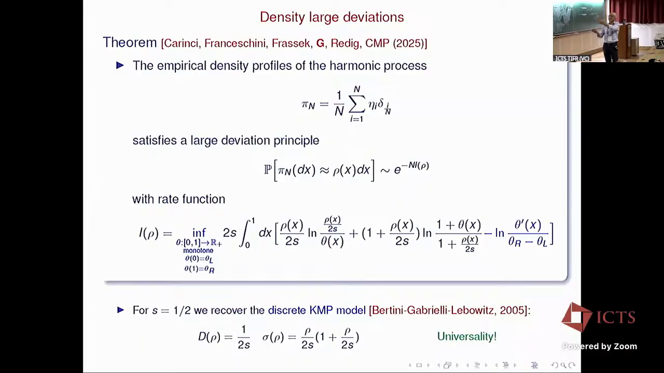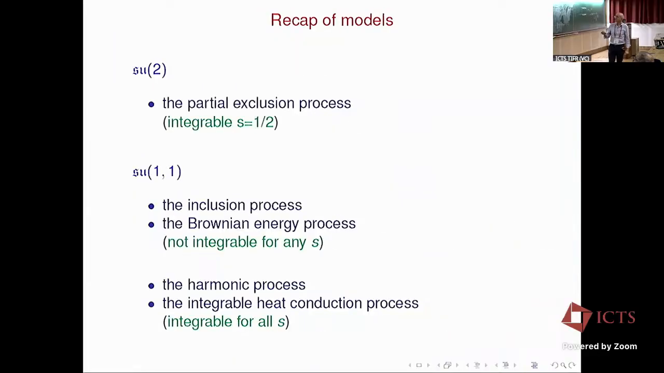And this is the same expression as for KMP. So this shows the strength of the universality of macroscopic fluctuation theory, because this integrable model and KMP have the same macroscopic coefficients, and therefore they get the same rate function.